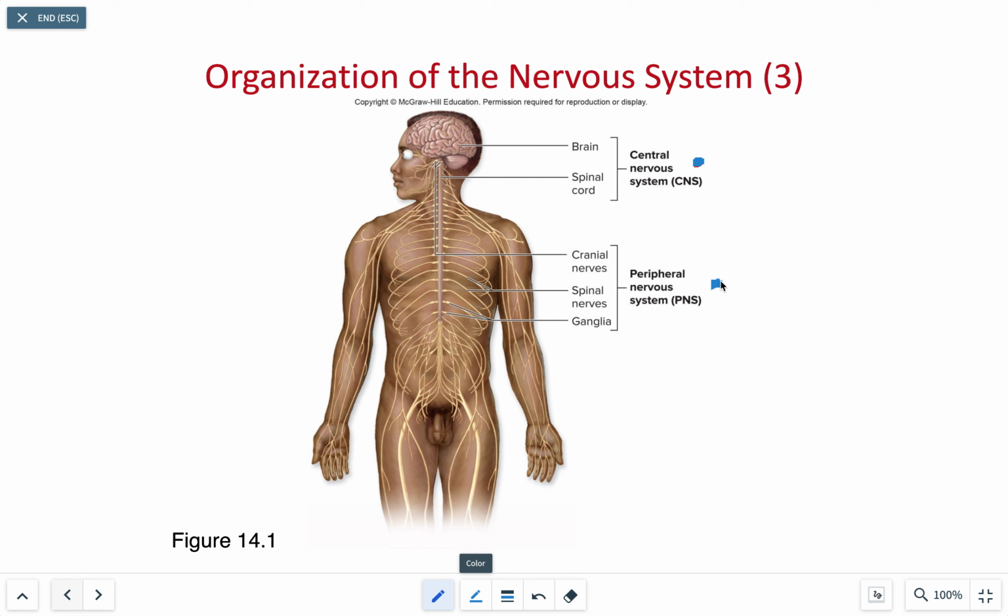The other division that we have is the peripheral nervous system. That includes the 12 cranial nerves, 31 spinal nerves, and a collection of ganglia, which are simply neuron cell bodies.